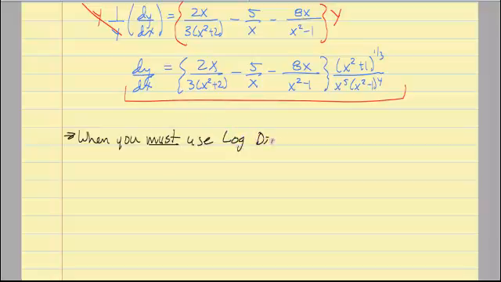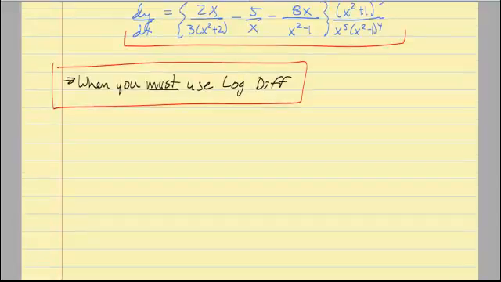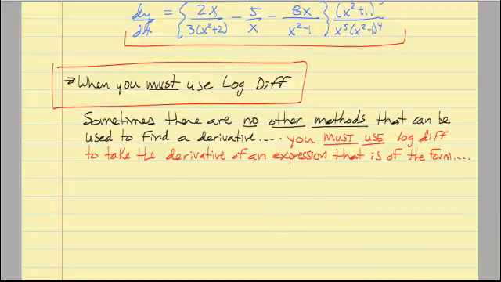Now notice in the last problem we did, we did it two different ways. We did not have to use logarithmic differentiation. I didn't have to use it, but sometimes you have to use logarithmic differentiation because I have no other techniques that I can use. So again, sometimes there's no other methods and I have to use log diff.